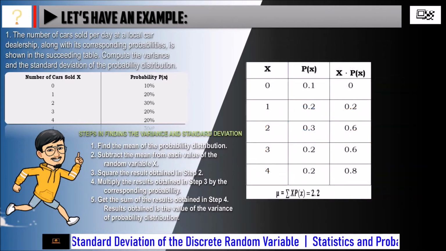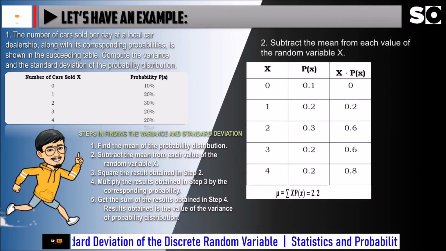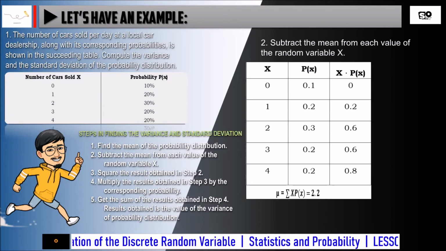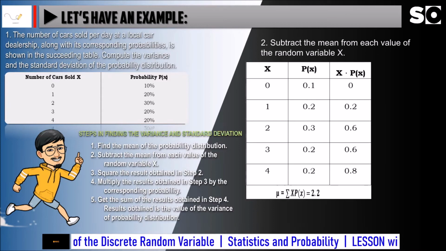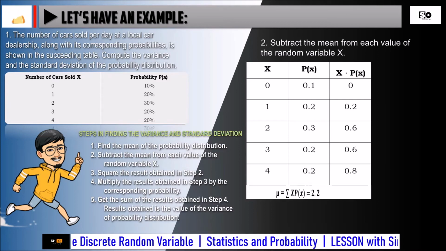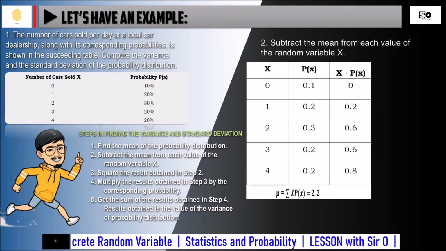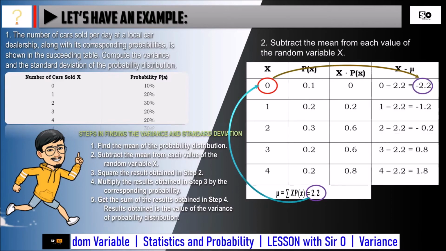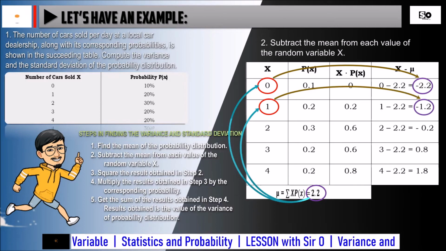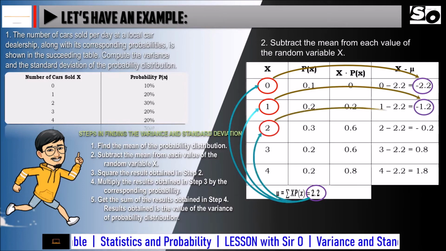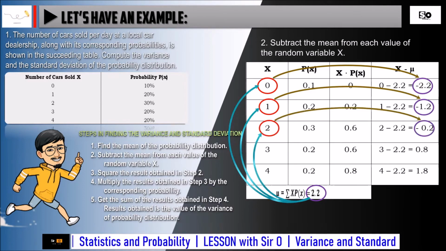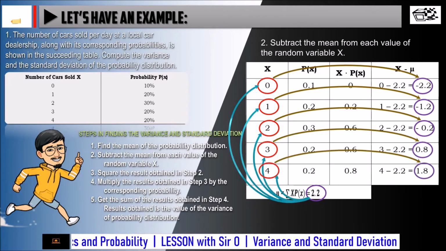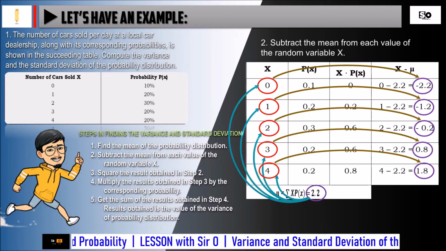Let's do step number 2. Subtract the mean from each value of the random variable x. So we're going to subtract the mean from the given x values. We have negative 2.2, we have negative 1.2, we have negative 0.2, we have 0.8, and last, we have 1.8.